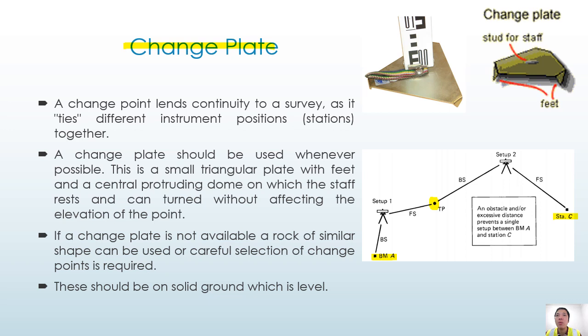So setup number 1, you measure the height difference between A and the turning point over here. And setup number 2, you measure the height difference between this change point and station C. So you can finally calculate the height difference between A and C later on. So that is the purpose of using a change plate at a change point or the turning point.